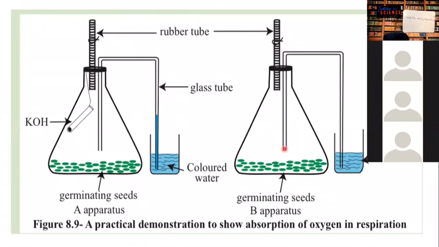But here, carbon dioxide release and oxygen absorption both take place. There is no upward movement of water. This upward movement of water takes place due to the oxygen absorption of germinating seeds. That's a very brief explanation about this activity.